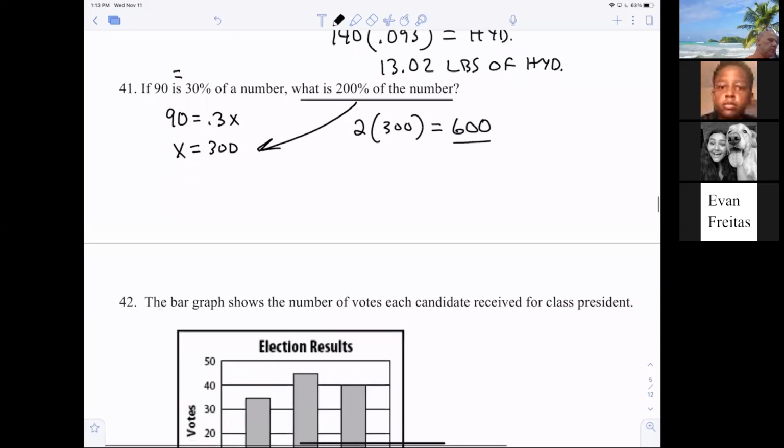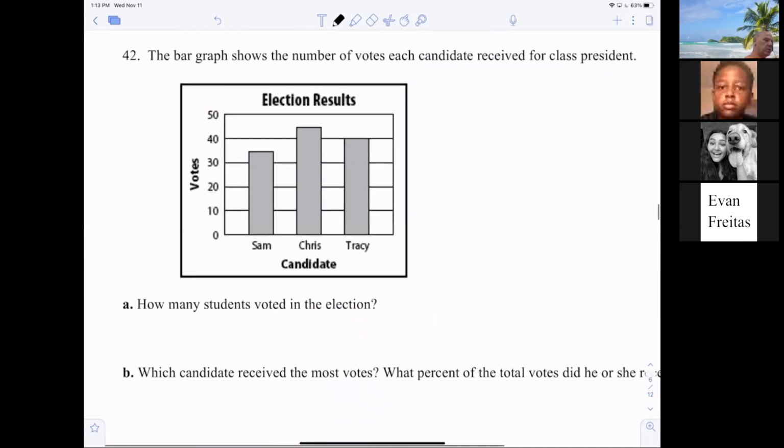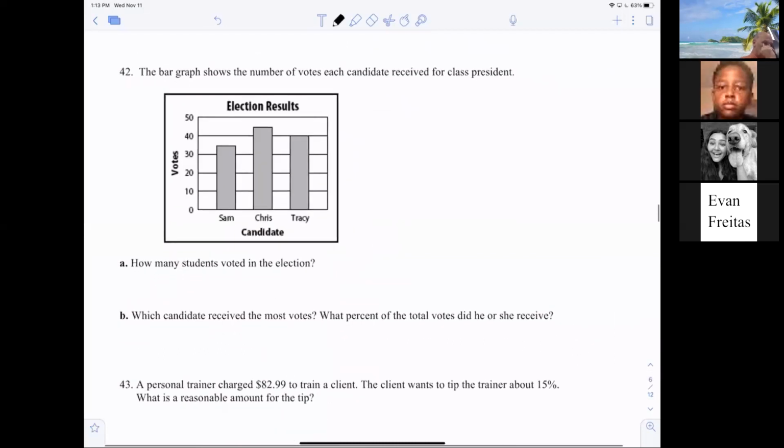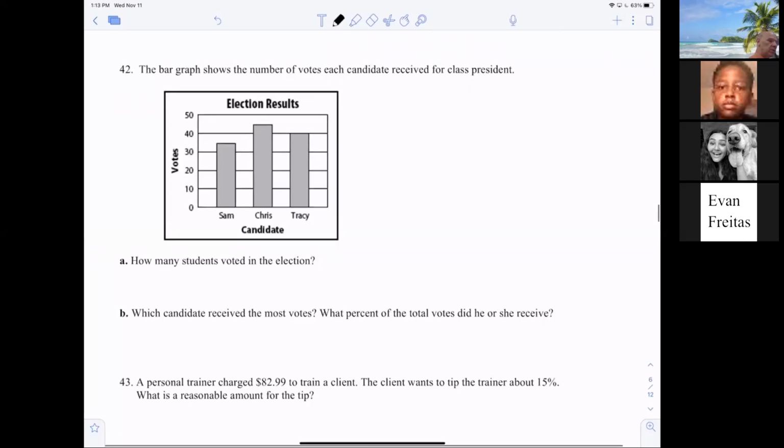All right, here we go. Number 42. I like this a lot. The bar graph shows the number of votes each candidate received. How many students voted in the election? Somebody add that up real quick. 120. Good, thank you. So you just added, this was like 35-ish, this was like 45-ish, and that was 40. Somewhere around there.